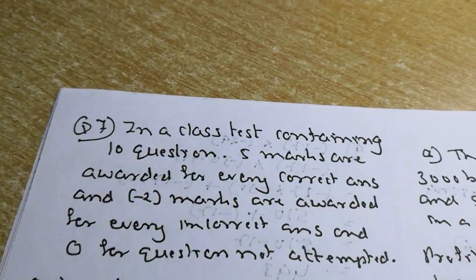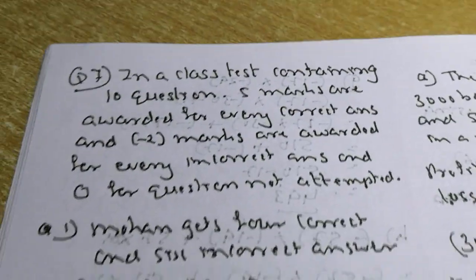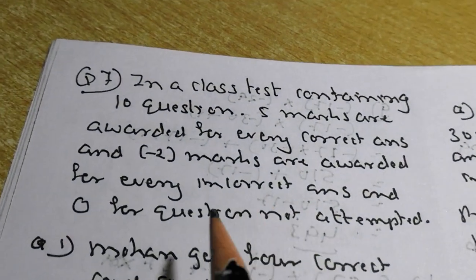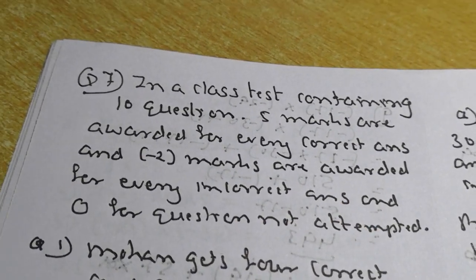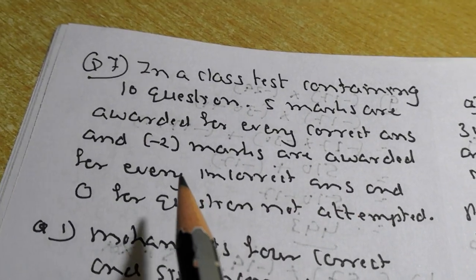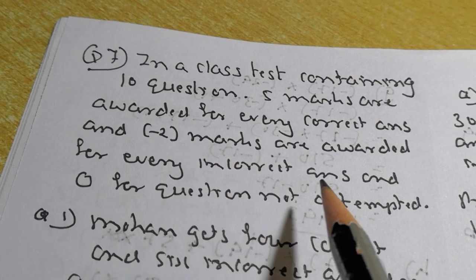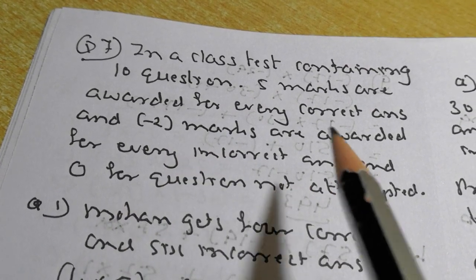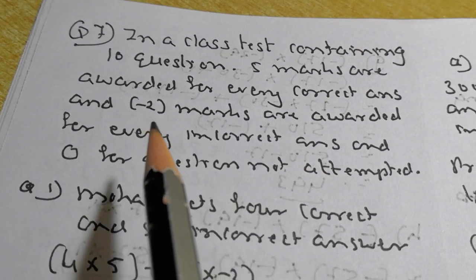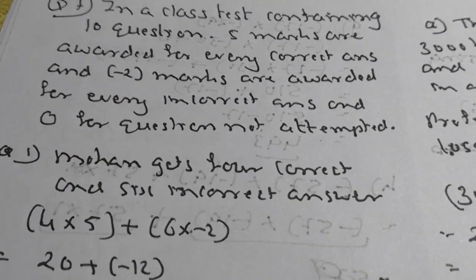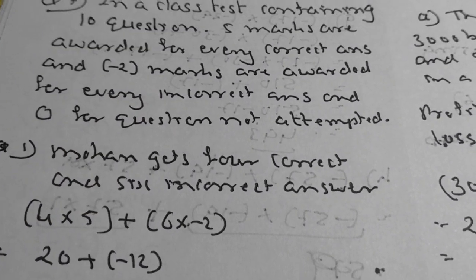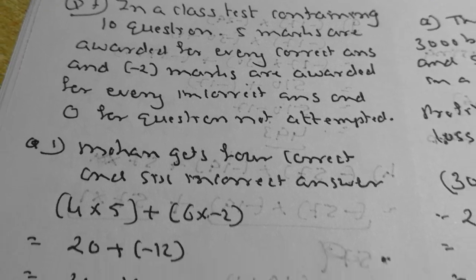Now in a class test containing 10 questions, 5 marks are awarded for every correct answer. Means for correct answer 5 marks are given. For every wrong answer, 2 marks are deducted. Means if the answer is wrong, you are going to get minus 2. And if you have not attempted any question, then you are going to get 0.